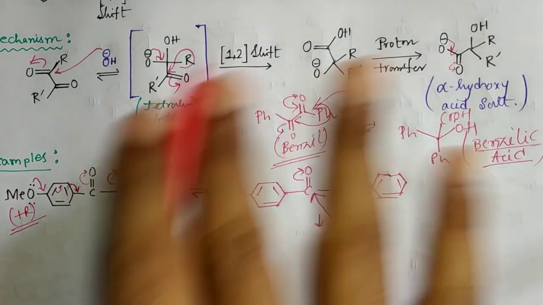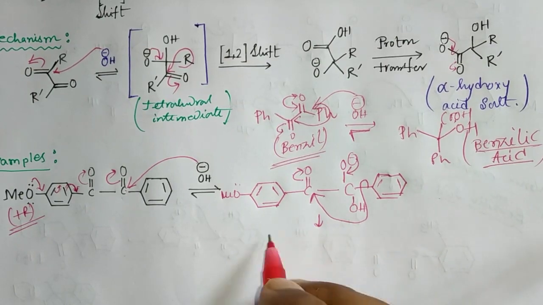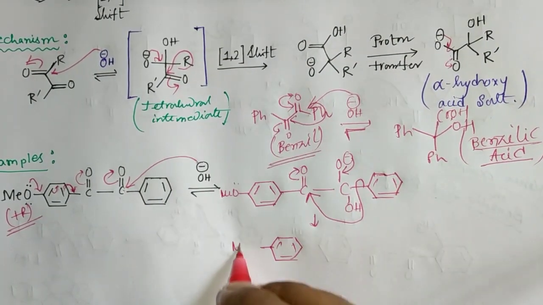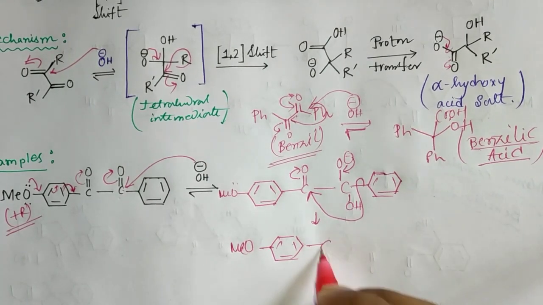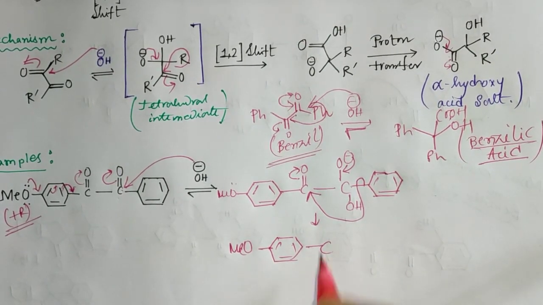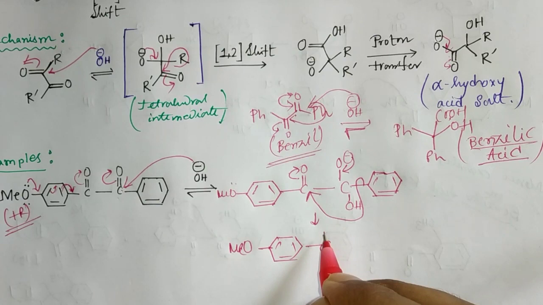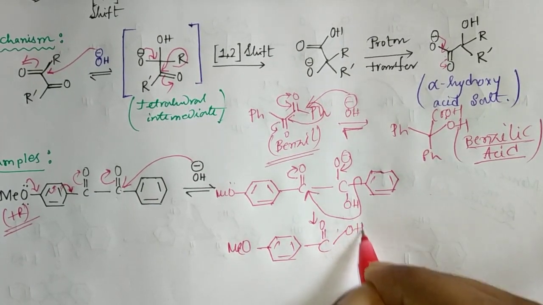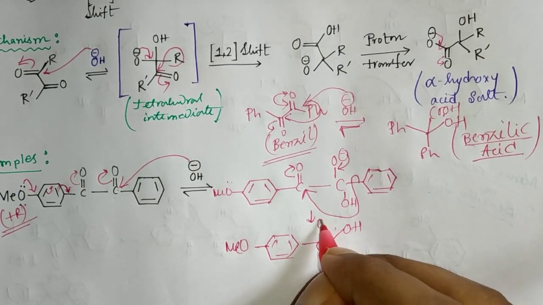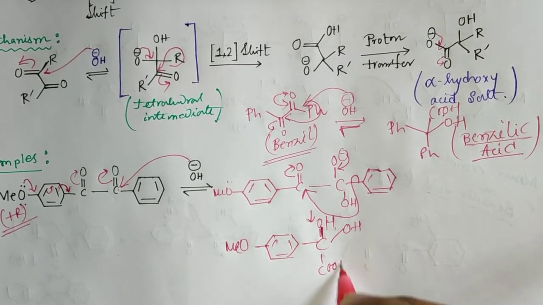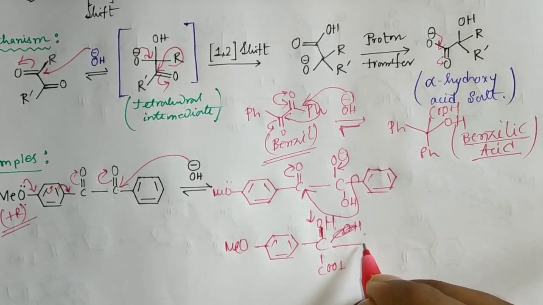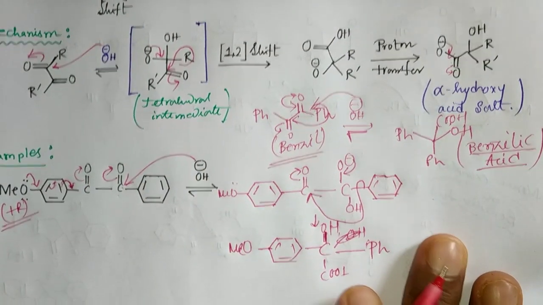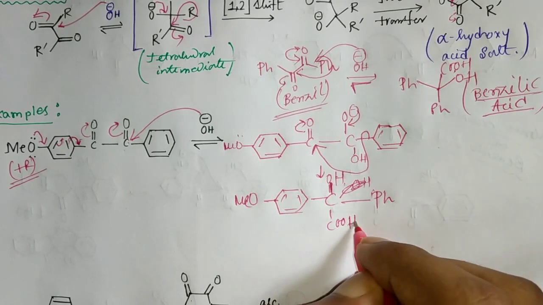Now I am not writing the overall protolysis or hydrolysis of this reaction. I will show you only the product. This is C double bond O, this is your OH, this is your C double OH. Okay, so this is how you can get this type of product.